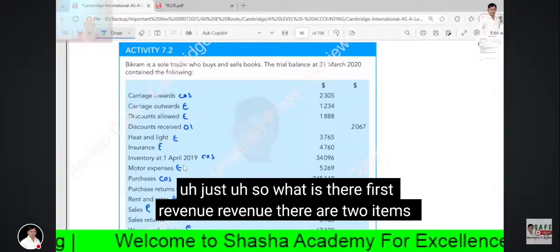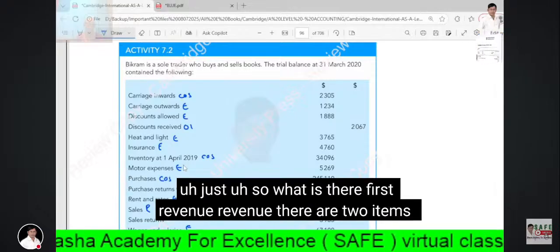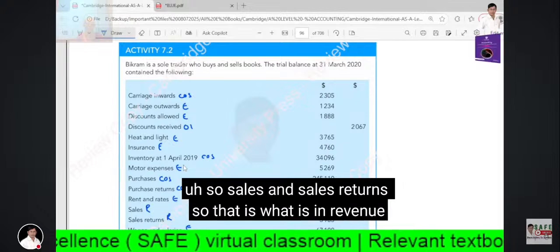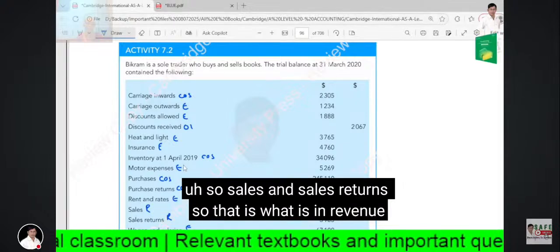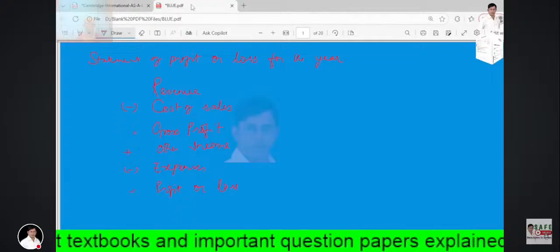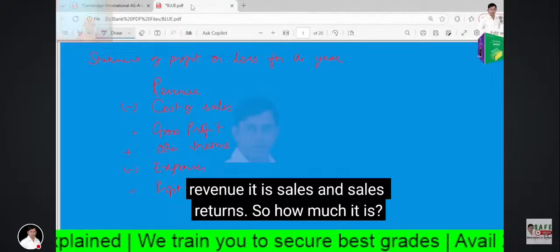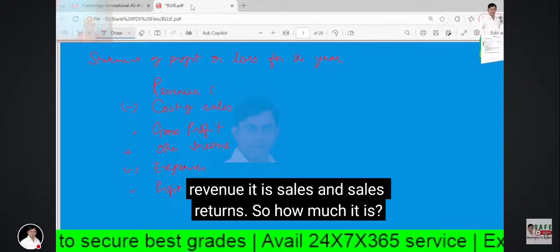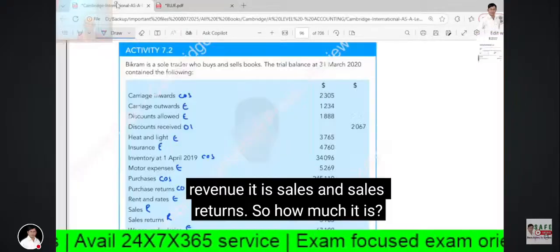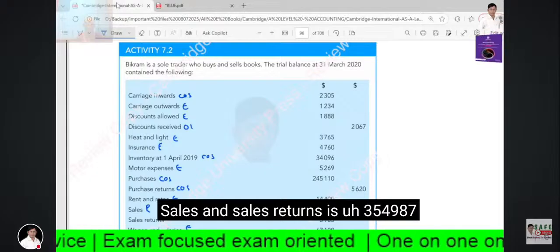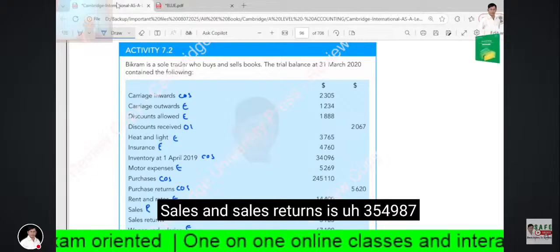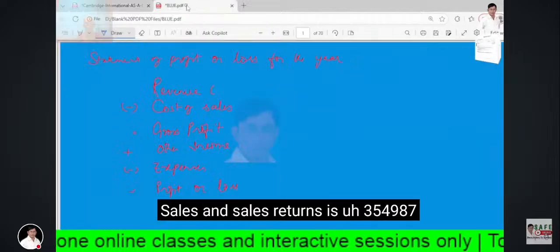Non-current liabilities. Liabilities which are payable after 12 months are known as non-current liabilities. So the outstanding date is important.